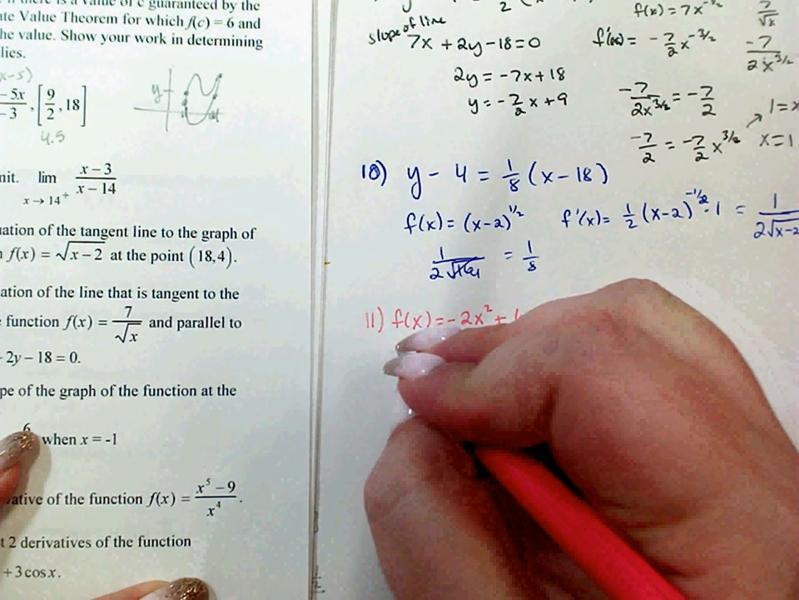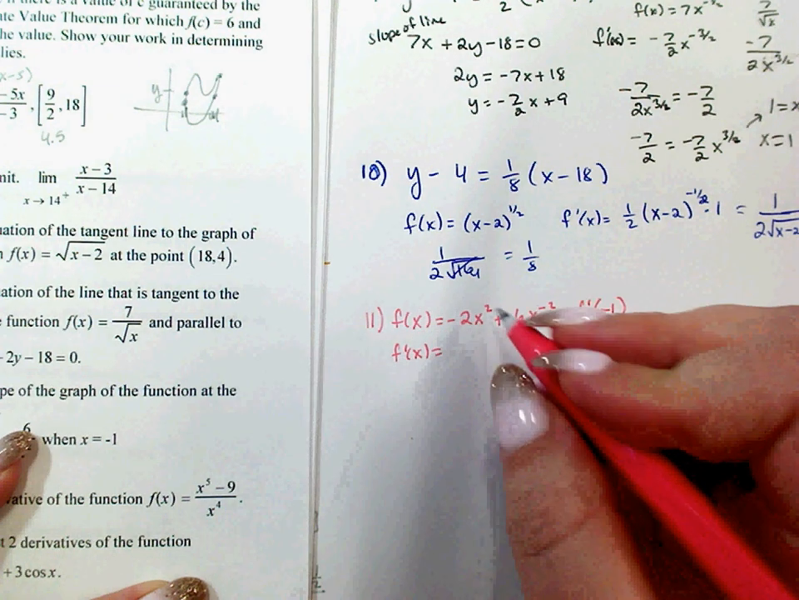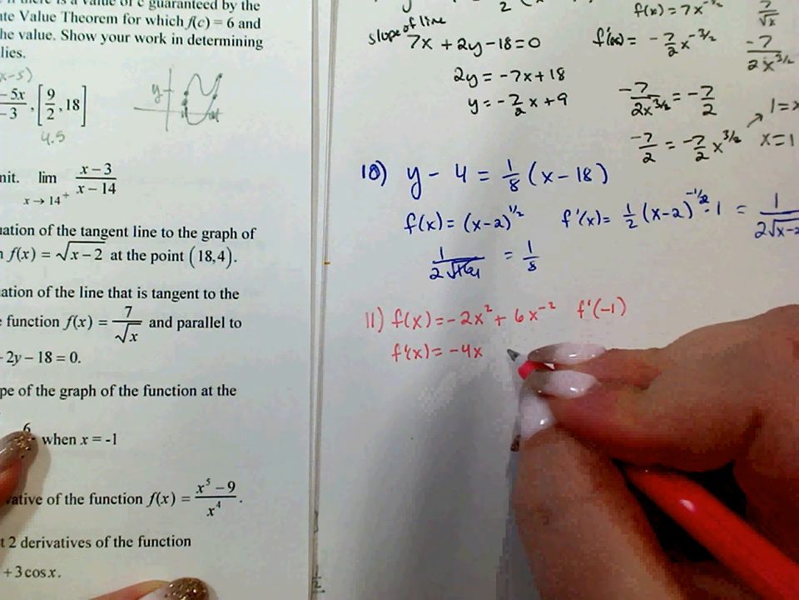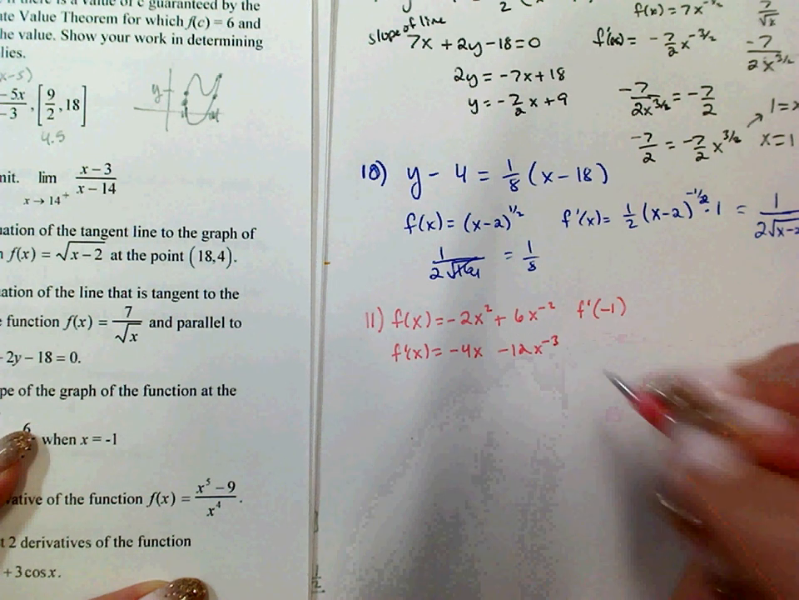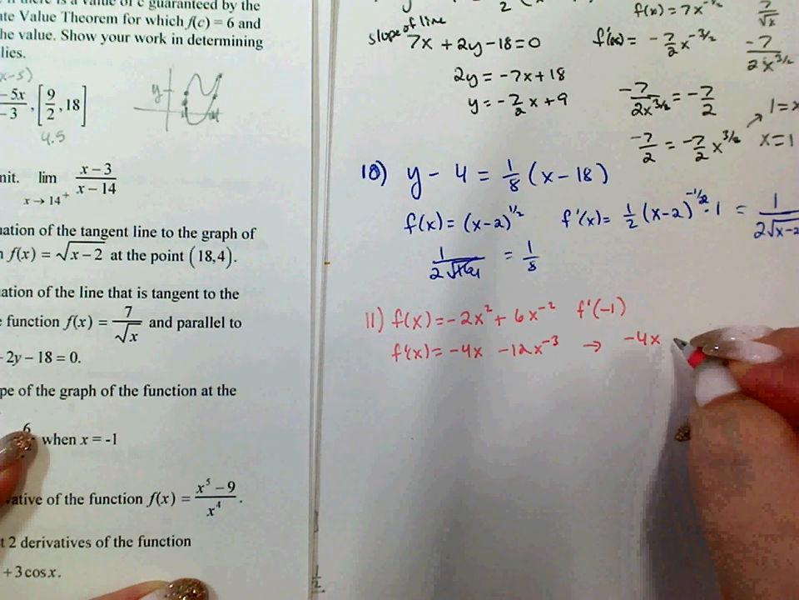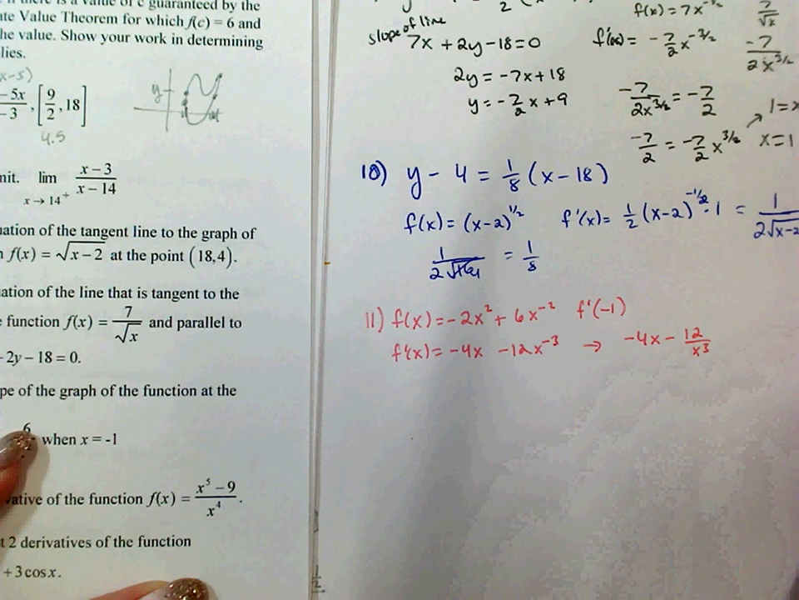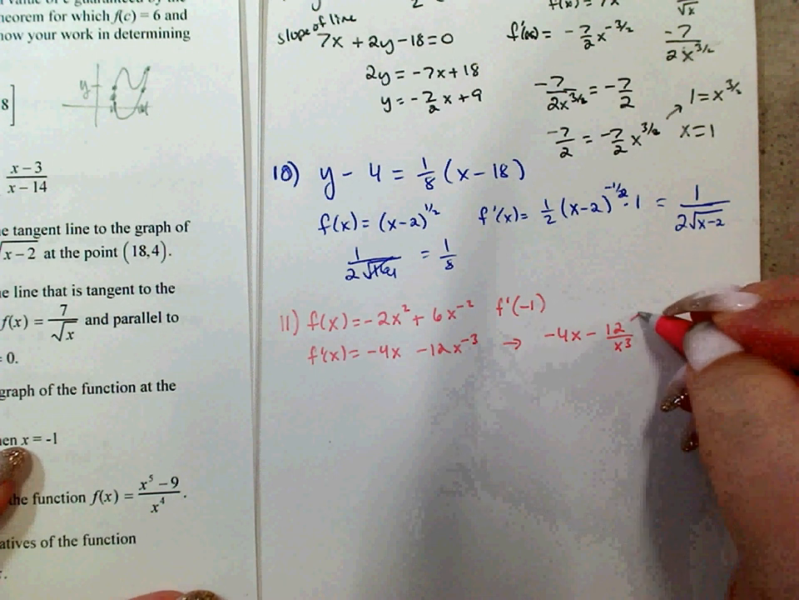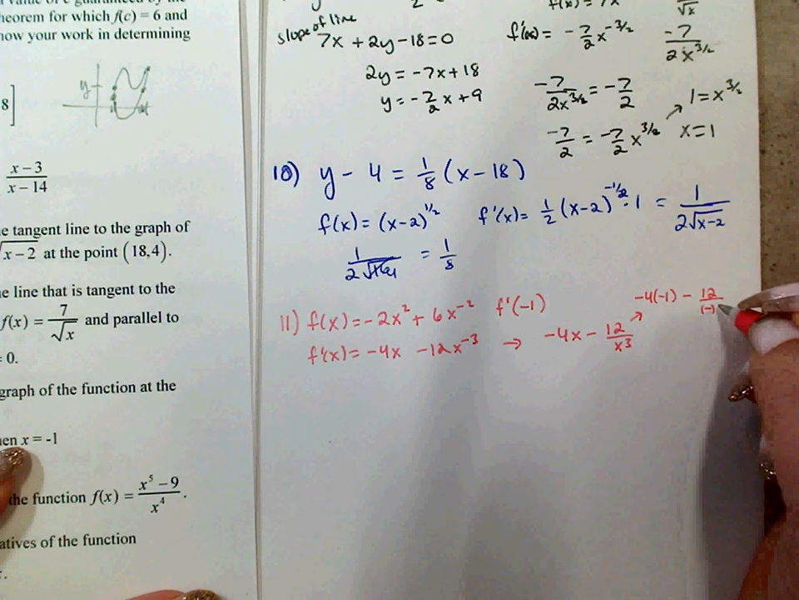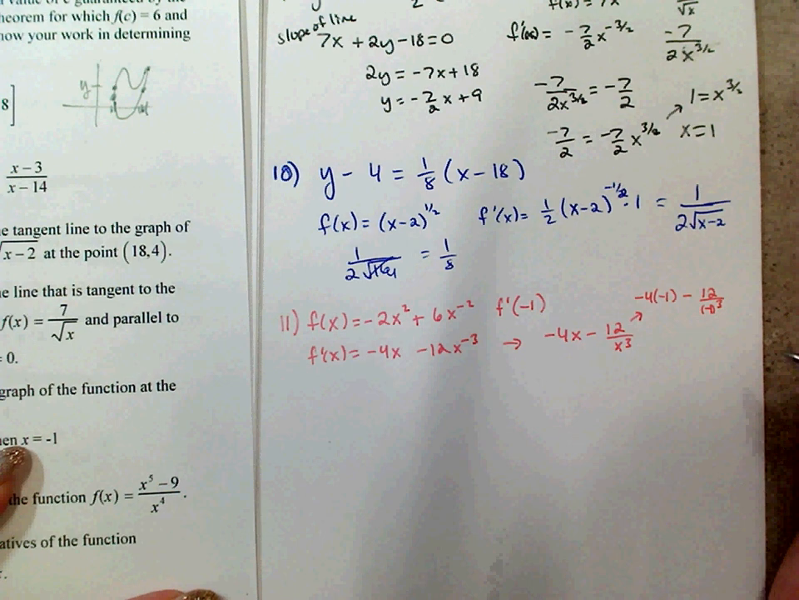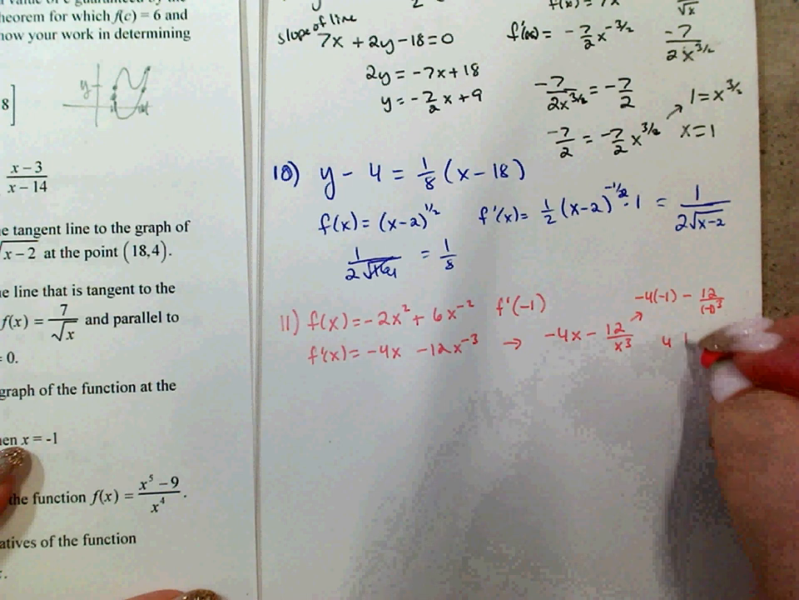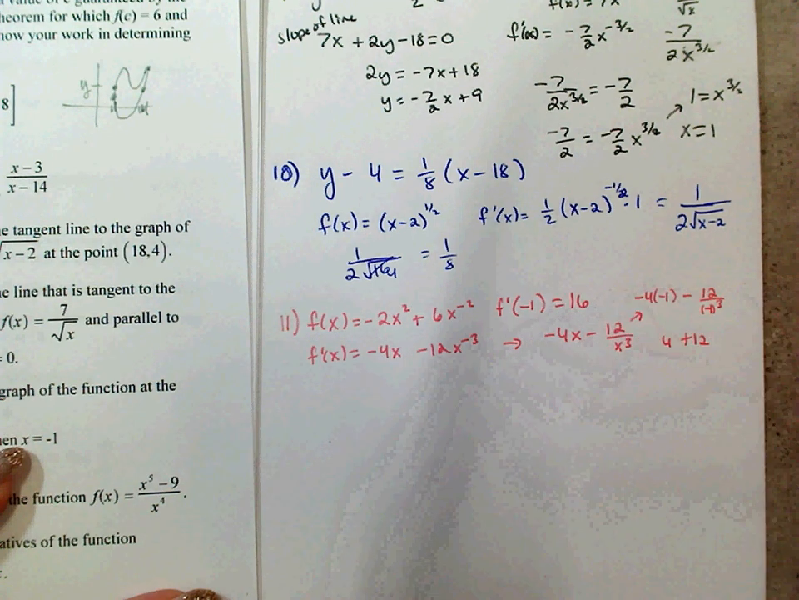So f prime of x is just power rule. Bring the 2 down, so negative 4x, subtract 1 from the power. And then bring the power down, so minus 12x, subtract 1 from the power. And then that simplifies down to negative 4x minus 12 over x cubed. Let's plug in negative 1. So that's going to be negative 4 times negative 1 minus 12 divided by negative 1 cubed. Ooh, okay. So that is going to be 4. Negative 1 cubed is negative 1. Negative 12 divided by negative 1 is positive 12. So the answer is going to be 16.